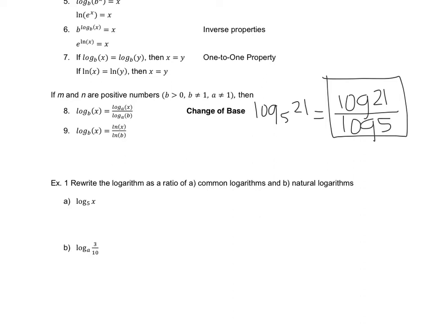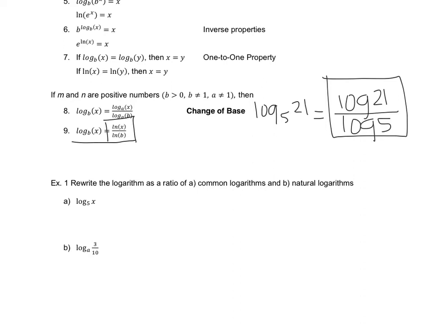Same thing with a natural log. If they wanted you to write it with a base change in a natural log, the same thing still applies. It's just that you would use an ln instead of a log. And that's how you're going to change some bases.